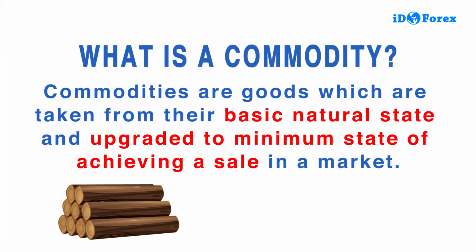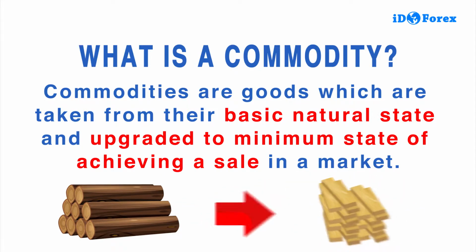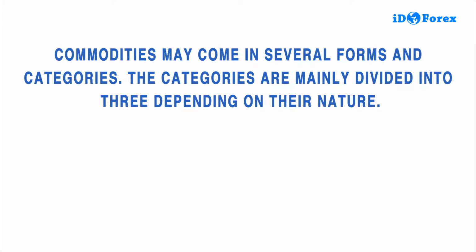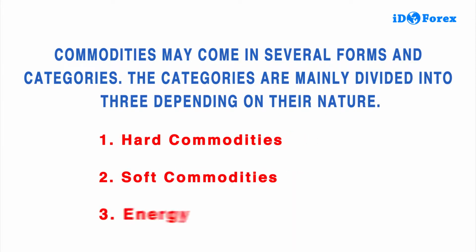Commodities are goods which are taken from their basic natural state and upgraded to the minimum state of achieving a sale in a market. Commodities may come in several forms and categories. The categories are mainly divided into three depending on their nature. They are hard commodities, soft commodities, and energy.